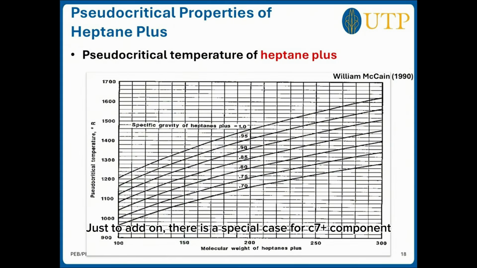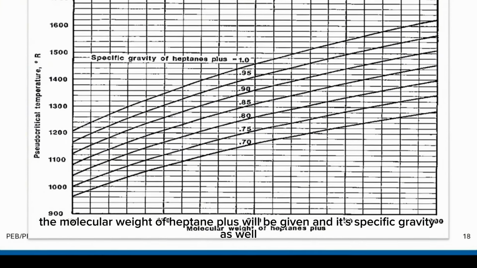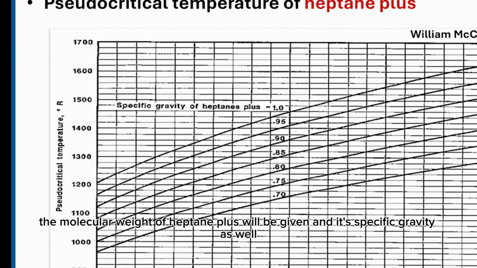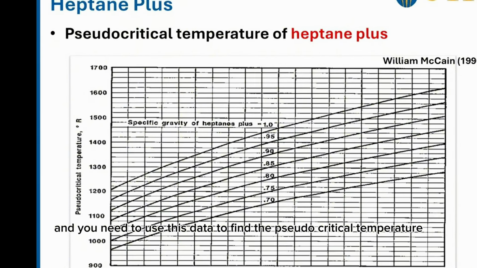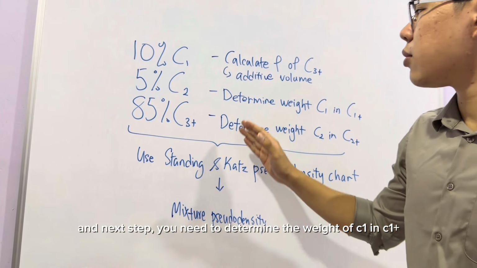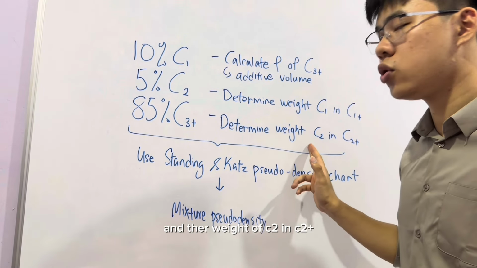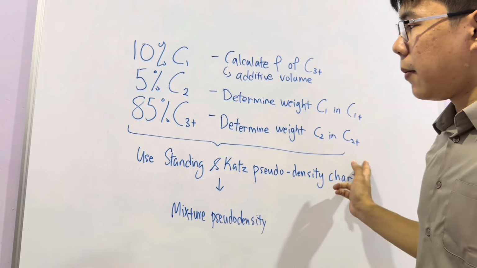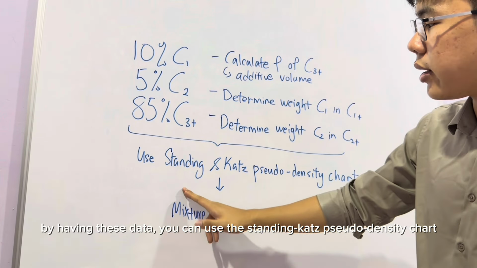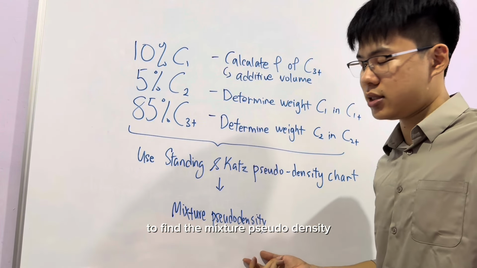Just to add on, there is a special case for the C7 plus component. The molecular weight of heptane plus will be given and its specific gravity as well, and you need to use this data to find the pseudocritical temperature. Next, you need to determine the weight of C1 in C1 plus and the weight of C2 in C2 plus. With this data, you can use the Standing-Katz pseudodensity chart to find the mixture pseudodensity.